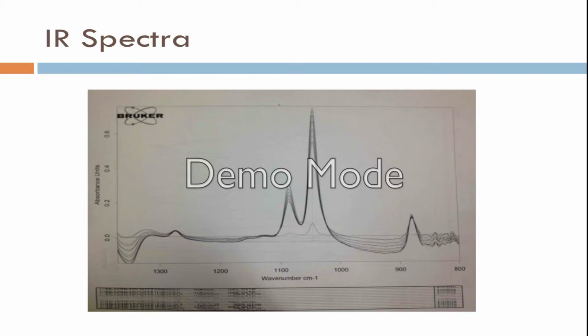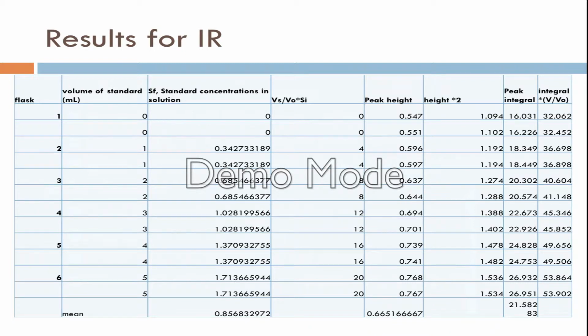Here's a picture of our IR spectra. We have 4 main peaks: one here at about 1275, one here at 1095, one at about 1050, and one at about 875. You can see that there are about 5 or 6 different lines on the graph. Those are for each one of our standards, so as the concentration of ethanol went up, so did the peak intensity.